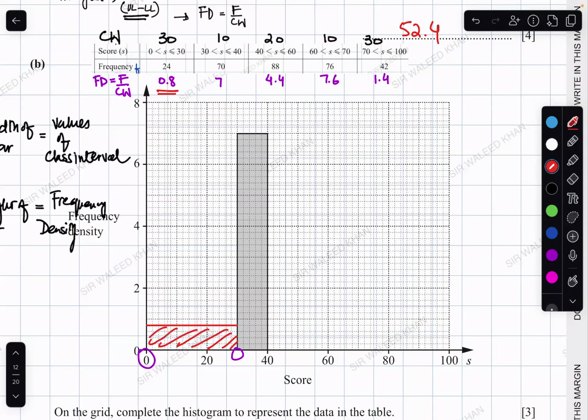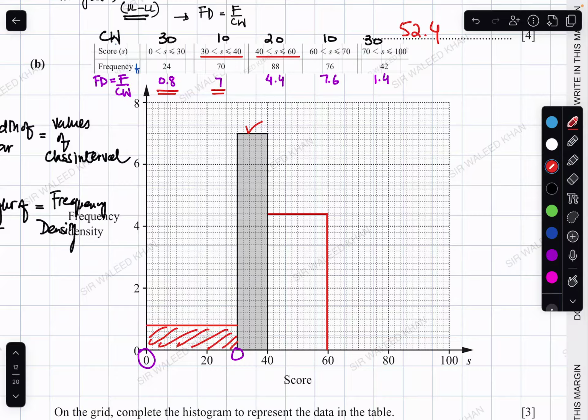Then for the second bar, it's already given to you, 30 and 40, and the height is 7. So between 30 and 40, the height is 7. Then from 40 to 60, the width 40 to 60, the height should be 4.4. So 4.4. 40 and 60, the width of the bar, height of the bar is 4.4.